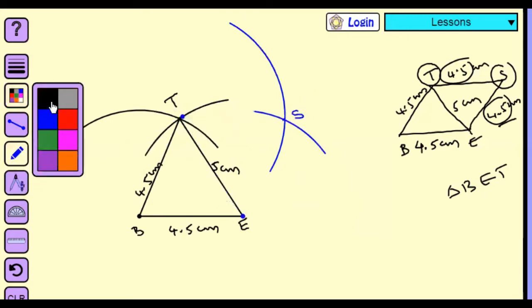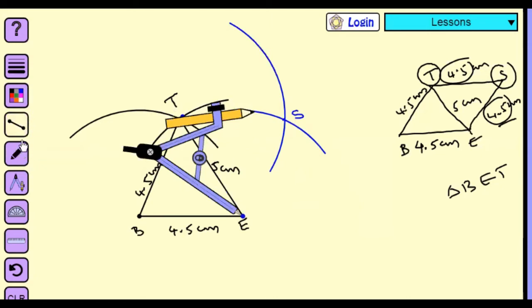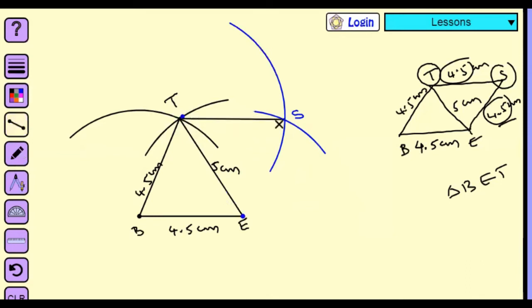Now join T to S and E to S and label with 4.5 centimeters, and E to S also 4.5 centimeters. So it is the required rhombus.